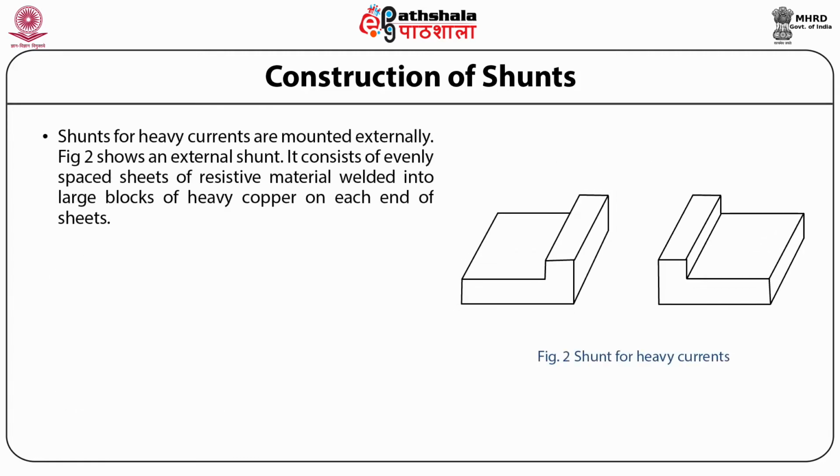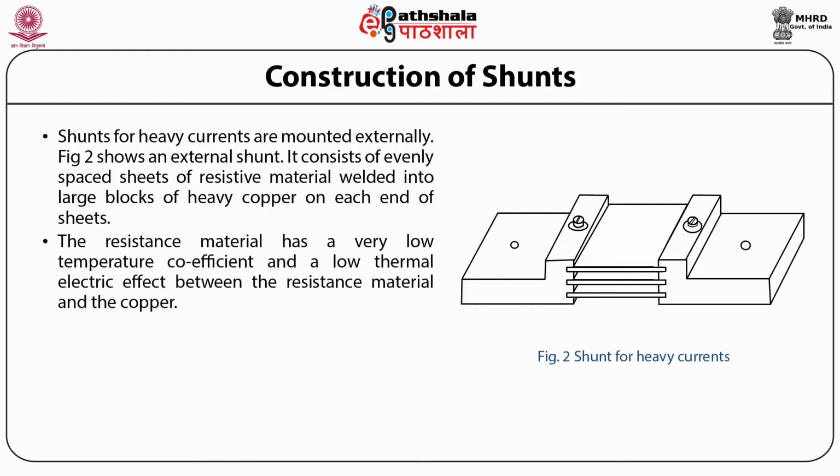Shunts for heavy currents are mounted externally. Figure 2 shows an external shunt. It consists of evenly spaced sheets of resistive material welded into large blocks of heavy copper on each end of the sheets. The resistance material has a very low temperature coefficient and a low thermal electric effect between the resistance material and the copper.